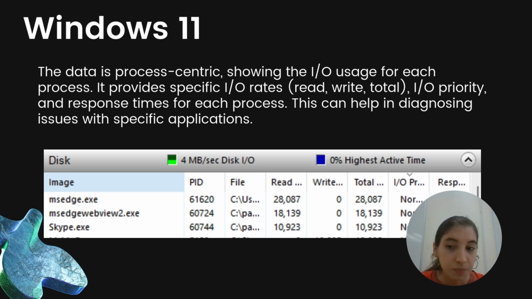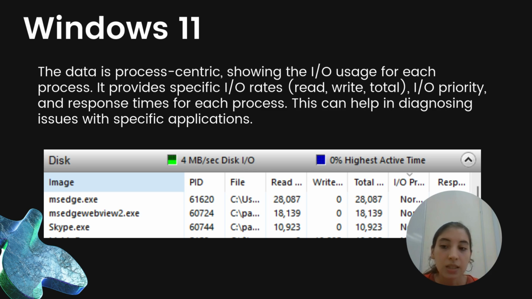Let's break it down. First, we have the PID, which is the process ID. This is a unique identifier assigned to each process. Next, we have the file. This shows the path of the file being accessed. We also have the read and write rates, each of which indicates the number of bytes read or written per millisecond by a process. For the response time, this showcases the response time of input-output operations in milliseconds.